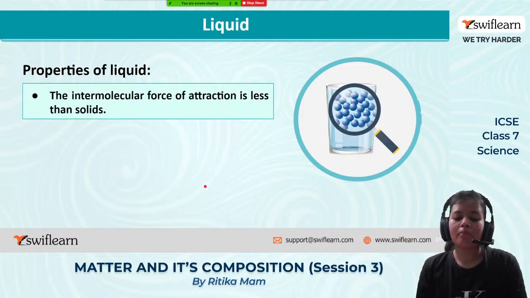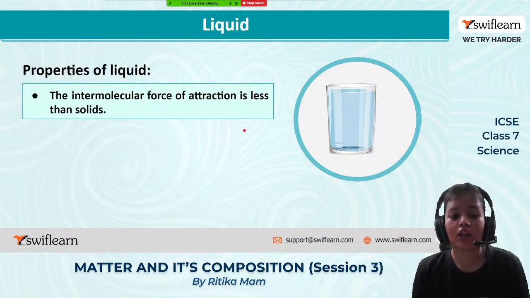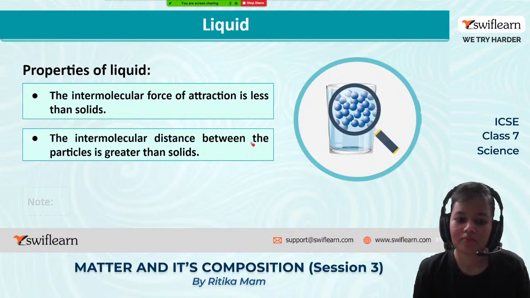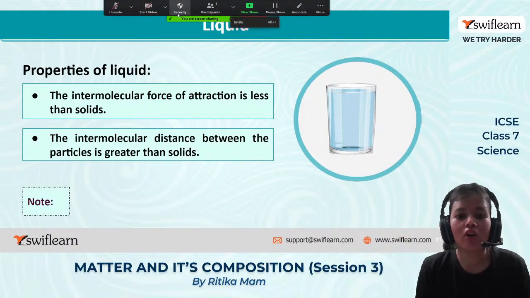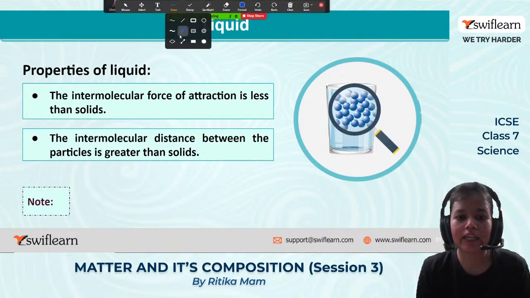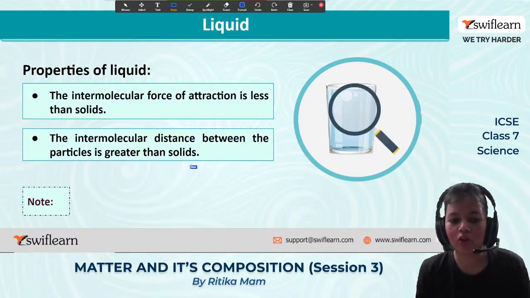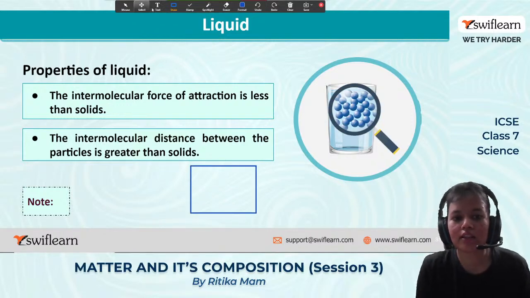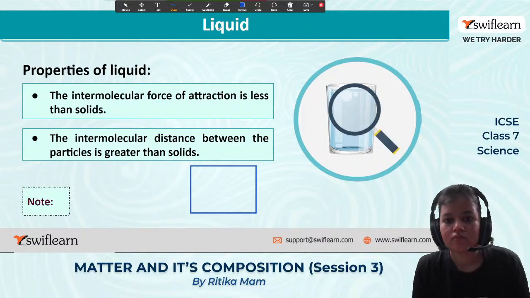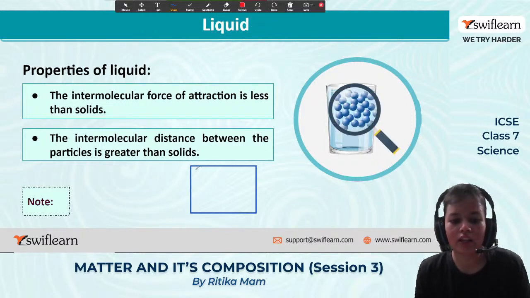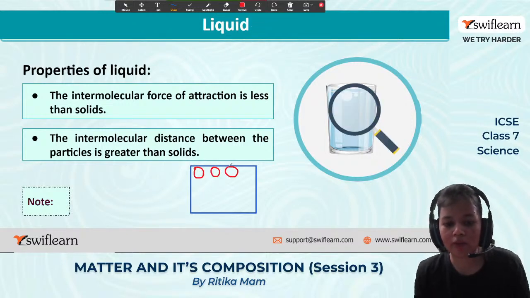Now let's see about properties of liquid. Liquid की properties क्या होती है? Okay, so first of all, before going on to properties, let's see a diagram. Okay, let us consider this is depicting liquid particles. Okay, the liquid particles, they are arranged in this manner.